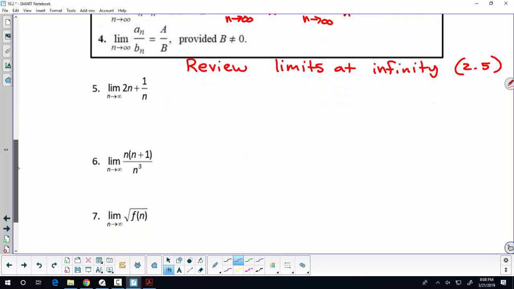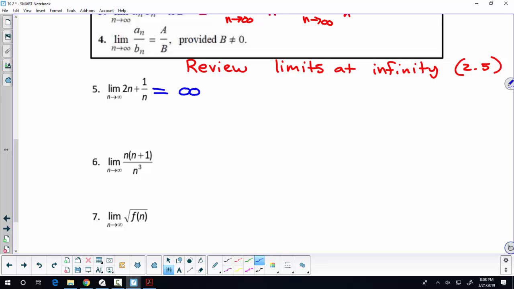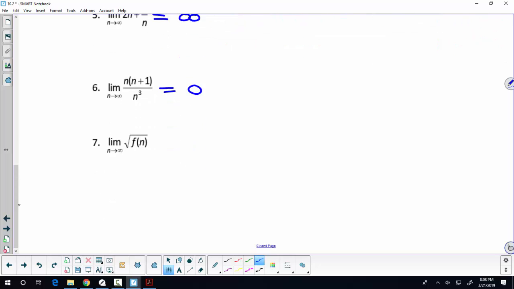Okay. So the limit as n approaches infinity in number 5, 2n plus 1 over n. What would that limit be? Infinity, right? How about number 6? 0, you've got an n squared up top and an n cubed on bottom. Number 7, we really can't compute, but it is to remind you that the limits can also pass through these roots.